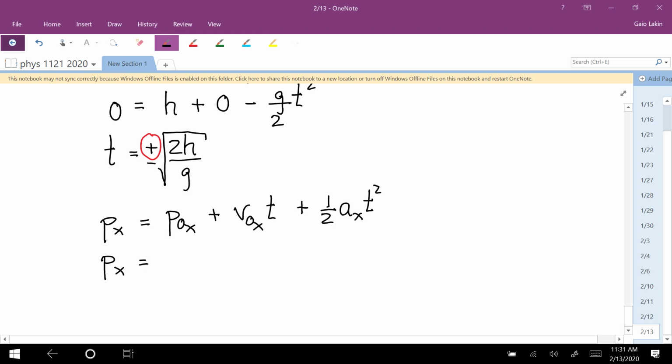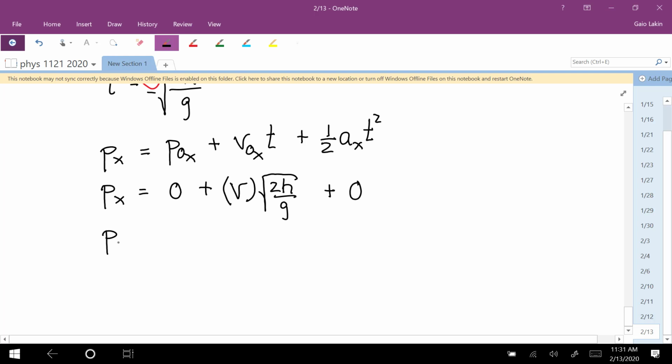So px is equal to 0 plus, this is just our v, and our t is square root of 2h over g. Ax is 0. So our final answer is that px is equal to v times the square root of 2h over g.